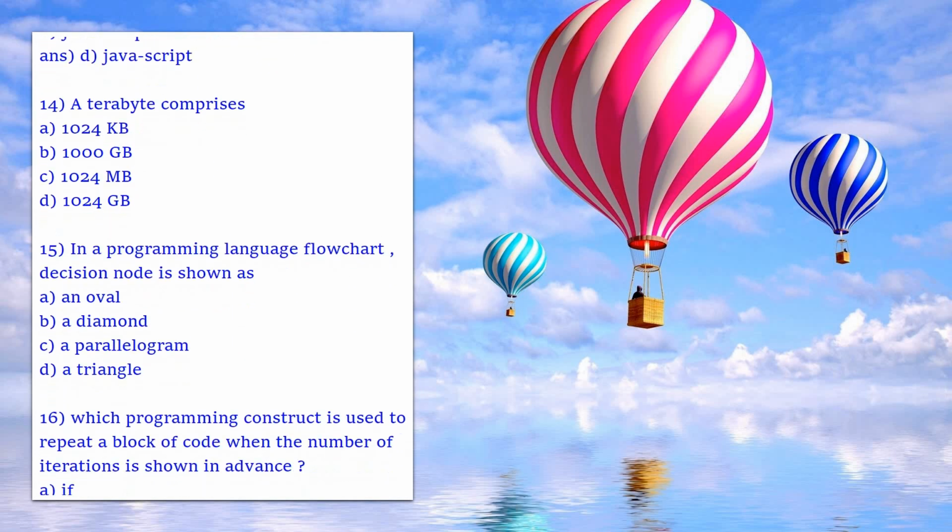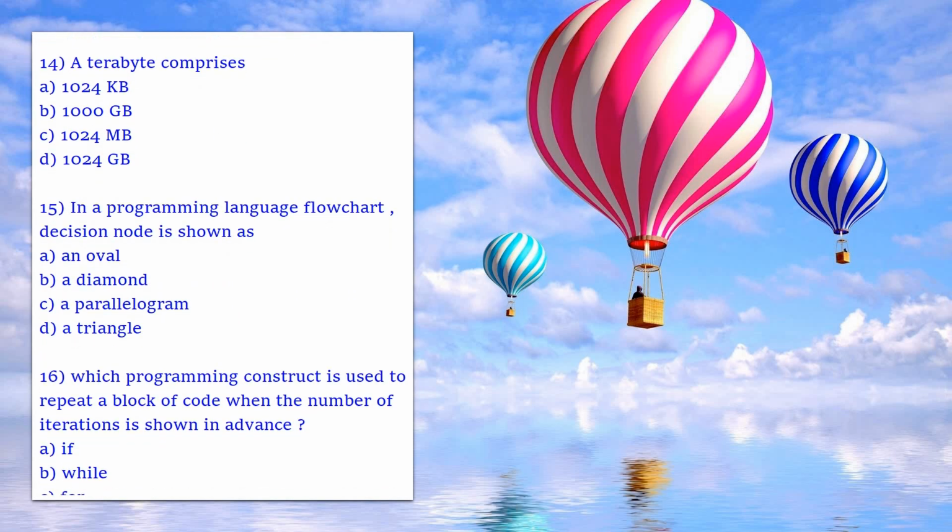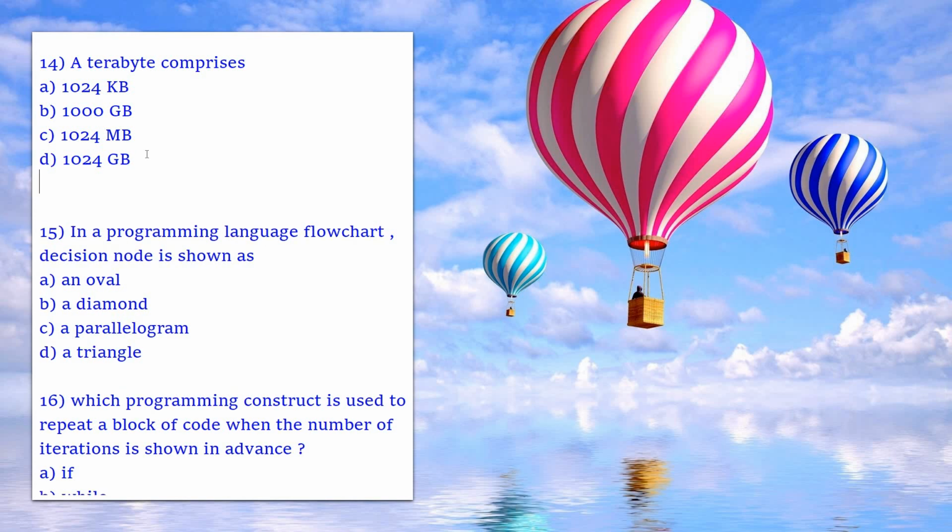So the next one is the terabyte. The 14th question is, a terabyte comprises of what? So we have KB, MB, GB, as well as TB, that is the terabyte. It comprises of 1024 gigabytes. So the answer for this question is D, which is 1024 gigabytes, the correct answer for this question.